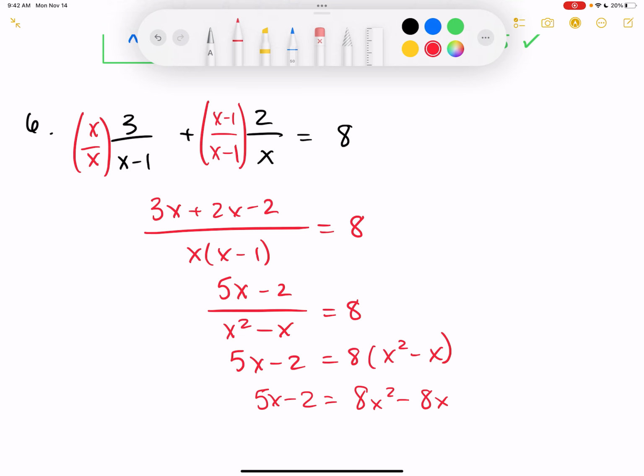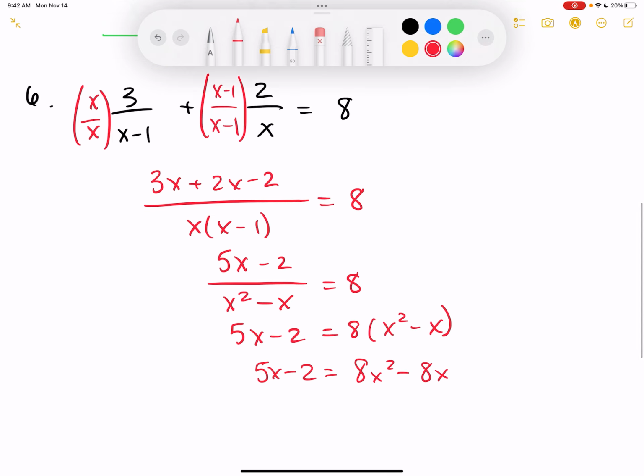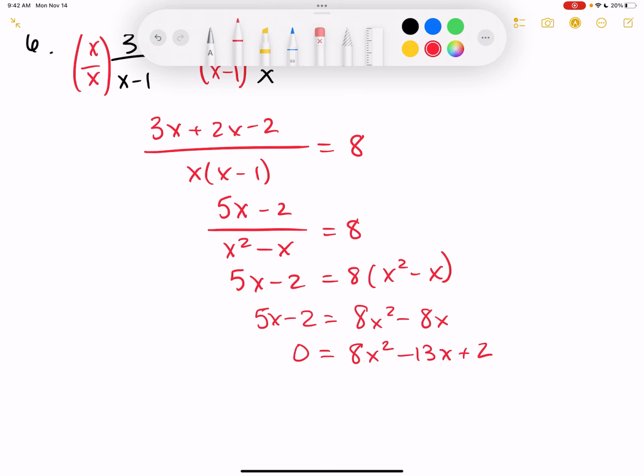That's fine. So then I need to move the 5x and the negative 2 over, or you can move it the other way, but I prefer positive value. So 0 equals 8x squared minus 13x plus 2. Now, can this be factored? No, it cannot. So what other method might I use to find the values?